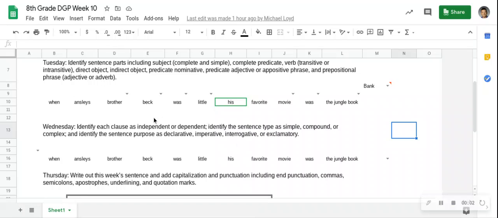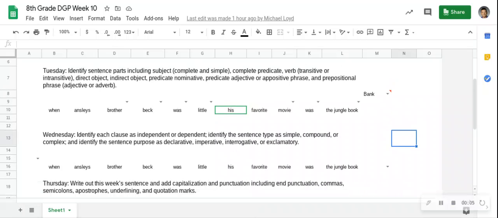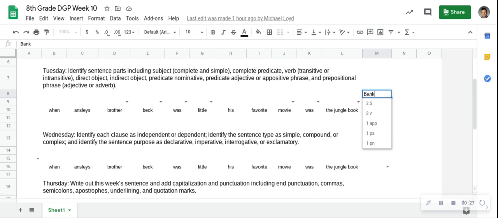All right. So looking at DGP Tuesday, we have 2 subjects, 2 verbs. Remember that there's a bank over here to the side to tell you what we're looking for, just in case you forgot, as many of you continue to. It's just to tell you what you have to find for that day, okay?